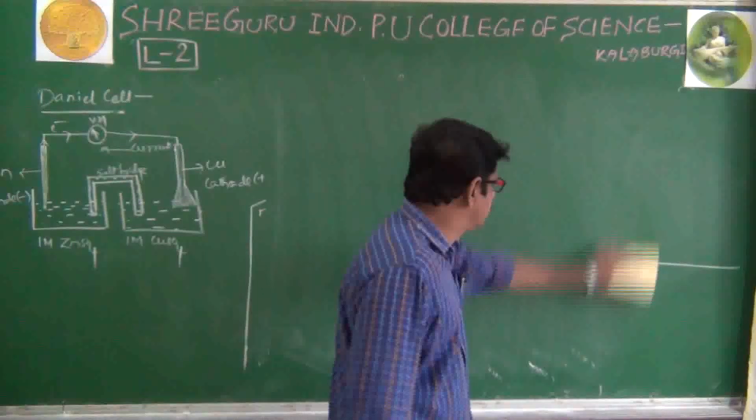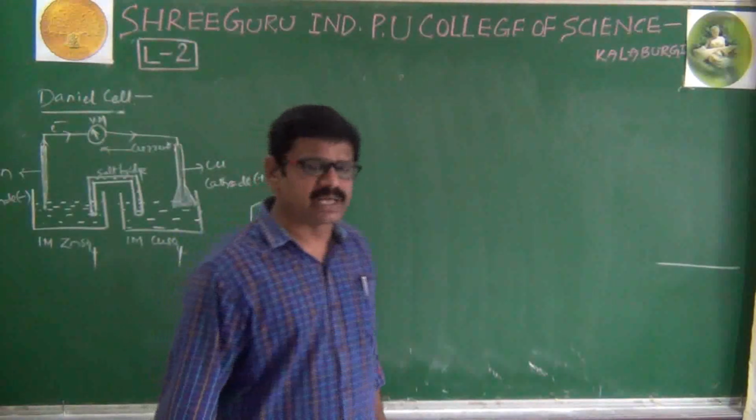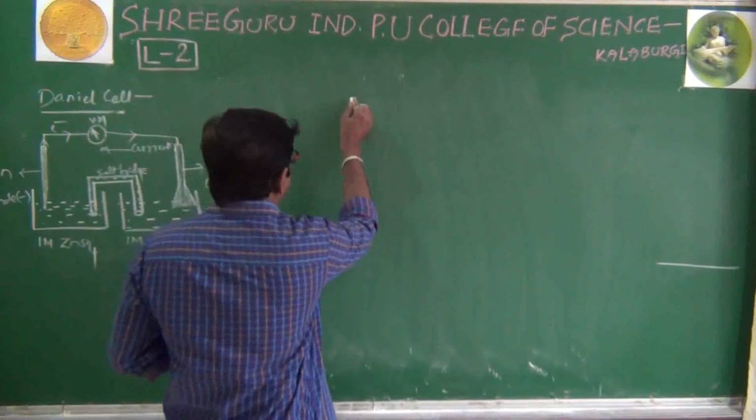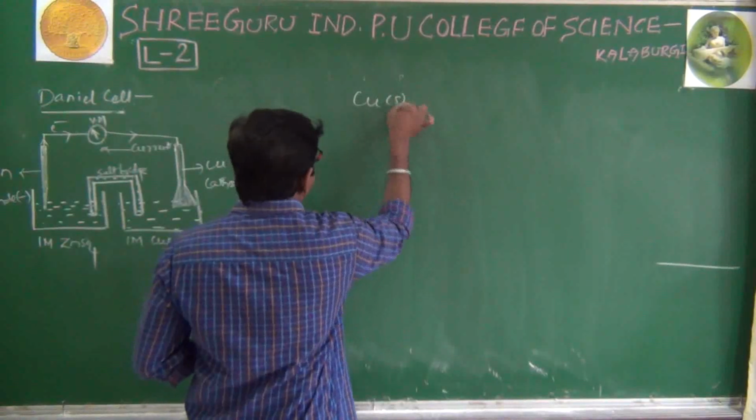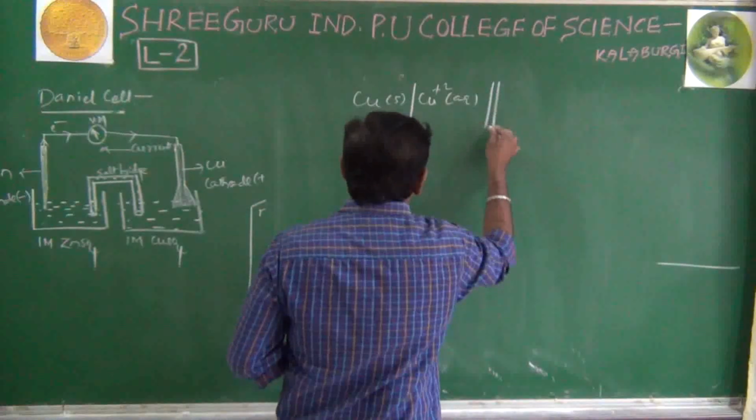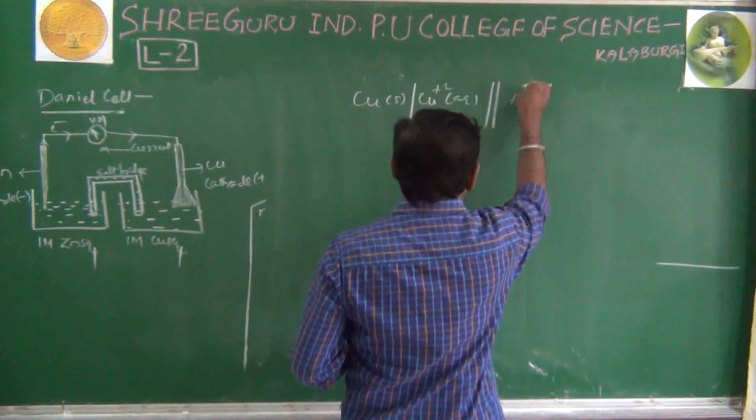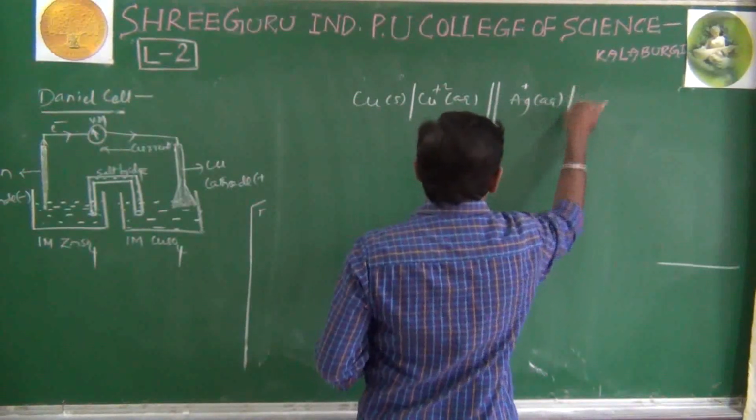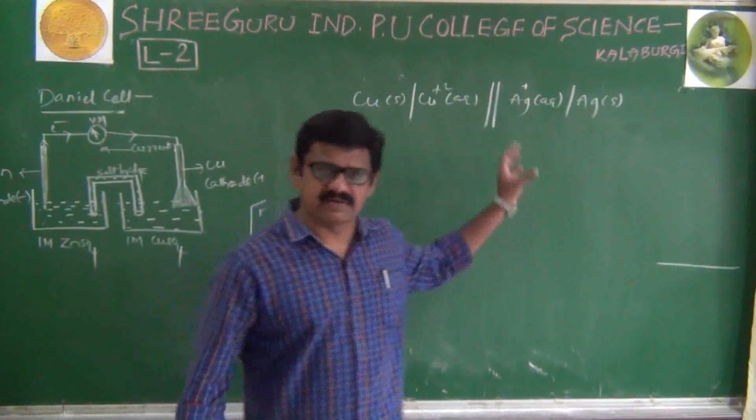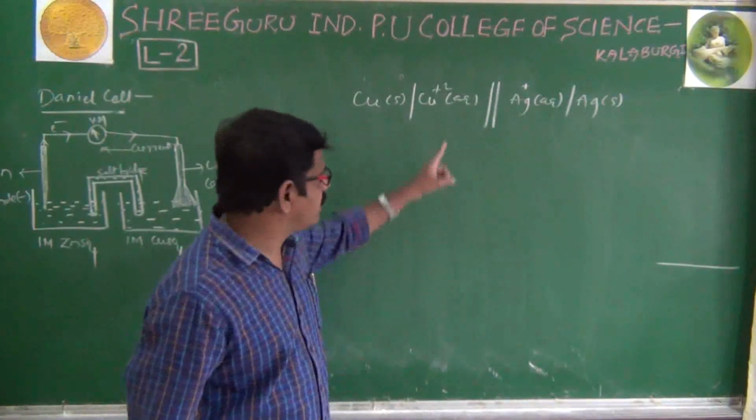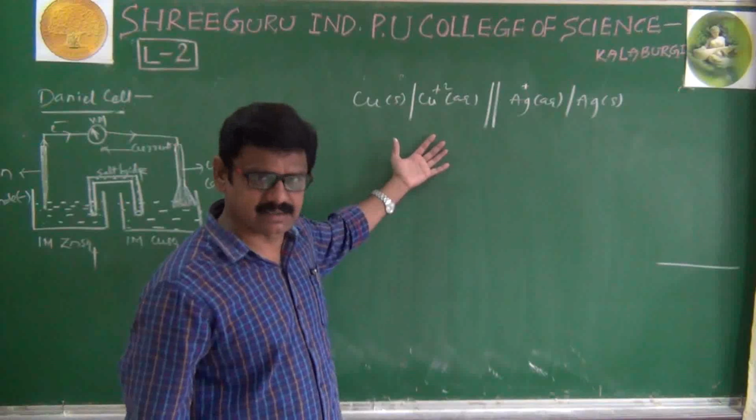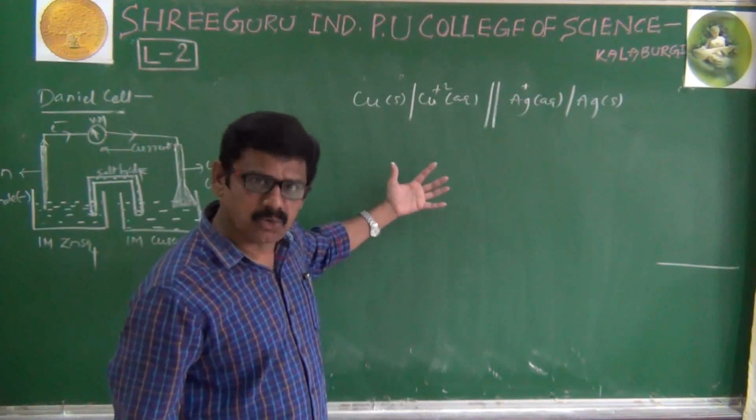Now I will give you one cell notation. With the help of that cell notation, we have to write the cell reactions: Cu | Cu+2 || Ag+ | Ag. It is the cell symbol of one of the galvanic cells. Right. Now we have to write the cell reactions, like what is the oxidation reaction, what is the reduction reaction, as well as what is the overall cell reaction.